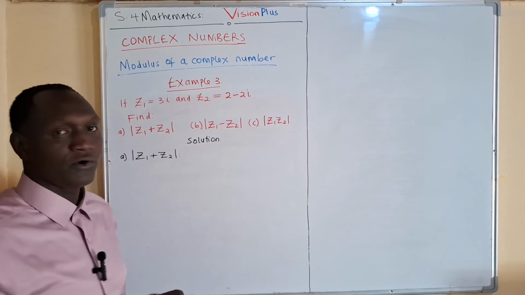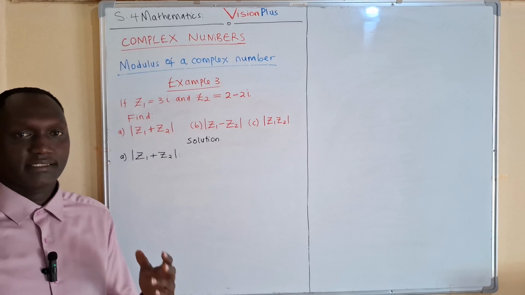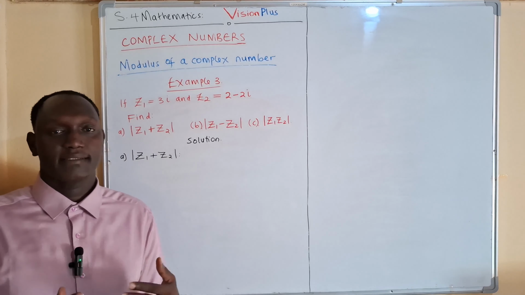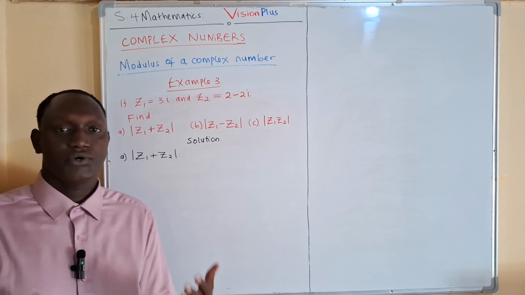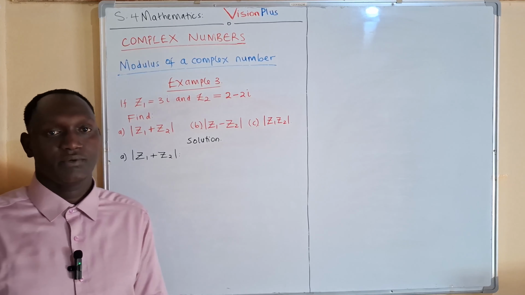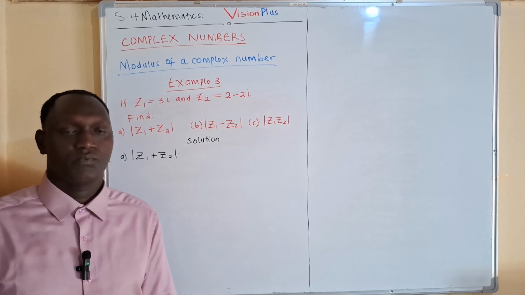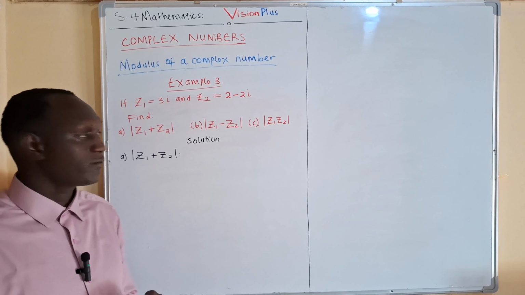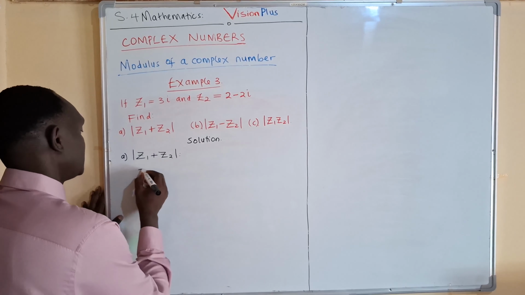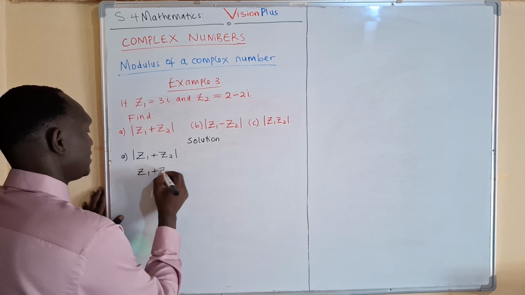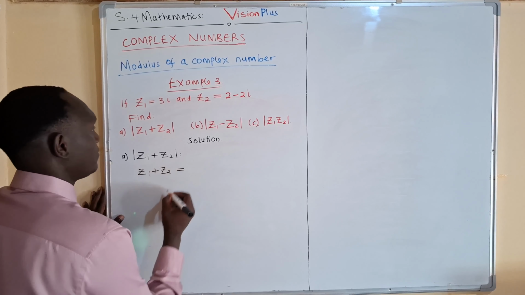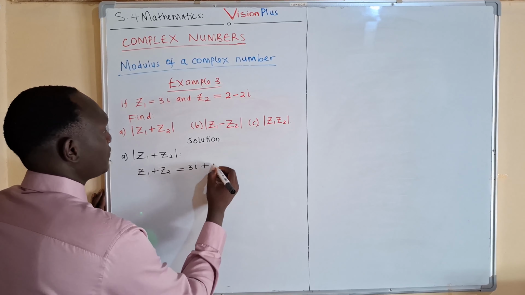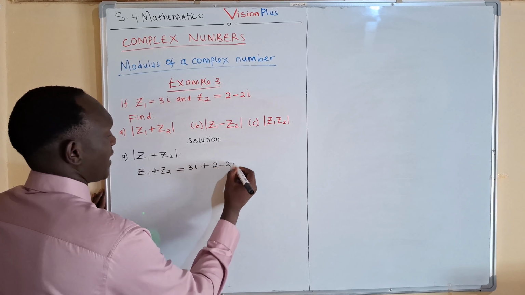Now, before we find the absolute value of z1 plus z2, let us first find z1 plus z2. What is the joint complex representation of z1 plus z2? Let us find z1 plus z2 first. z1 plus z2 equals, what is z1? z1 is 3i plus, what is z2? z2 is 2 minus 2i.